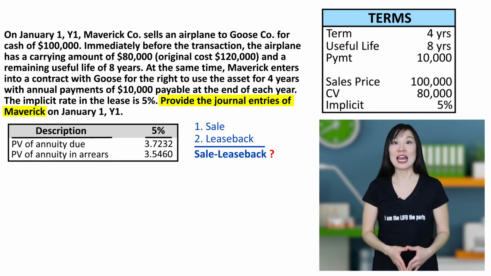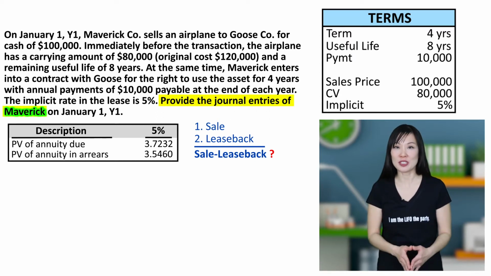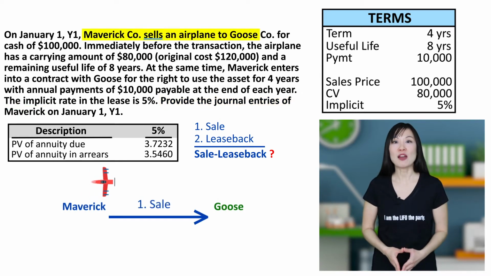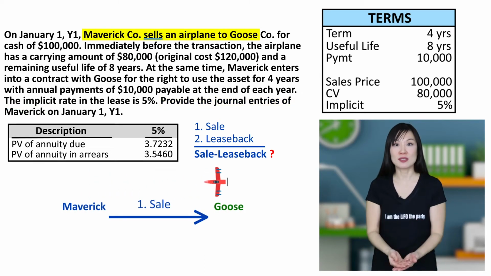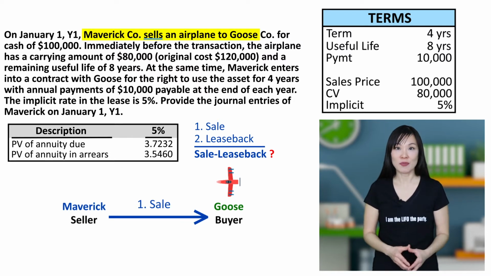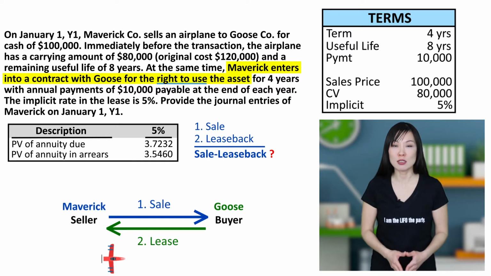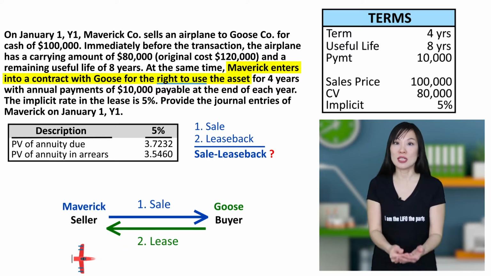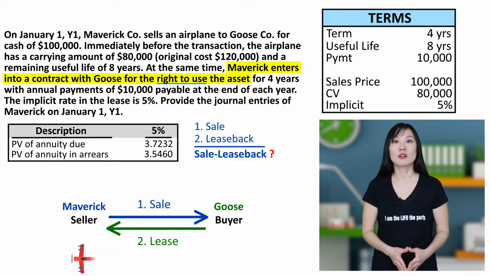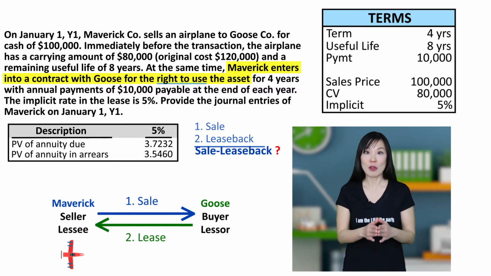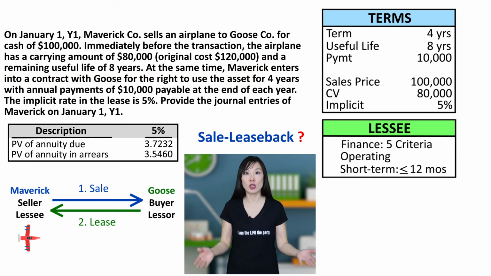Checking the question again, it asks for Maverick's journal entries. Who's Maverick in this problem? The prompt says Maverick sells an airplane to Goose. That makes Maverick the seller. Then it also says Maverick enters a contract for the right to use the asset. Maverick doesn't own the asset. He's just paying for the right to use the asset. Then Maverick is also the lessee. And remember, the lessee is full of F, finance, O, operating, and S, short-term.